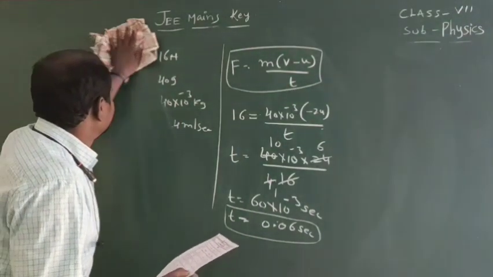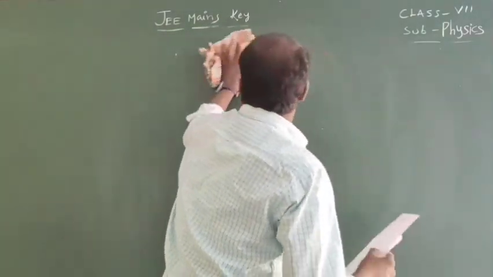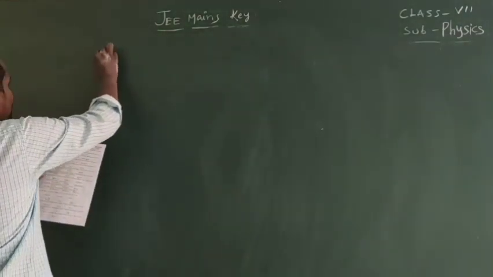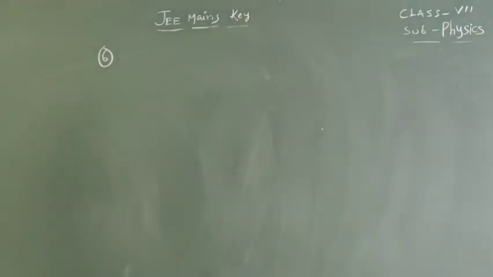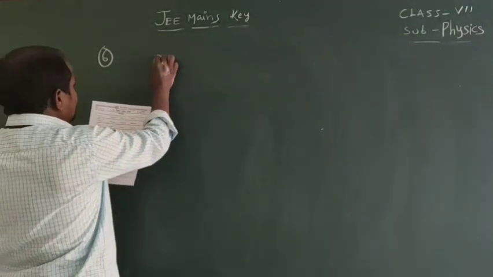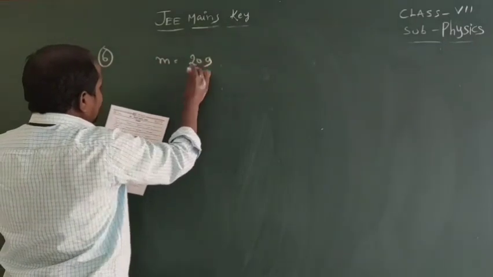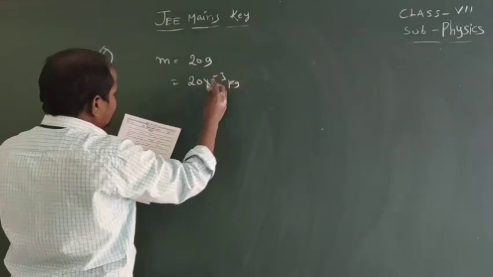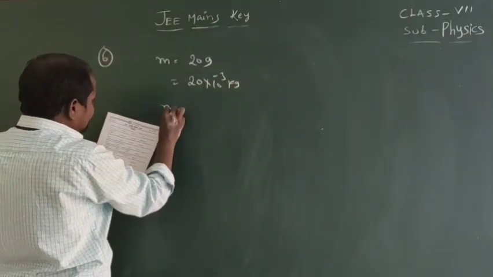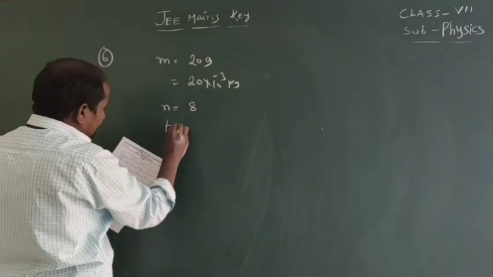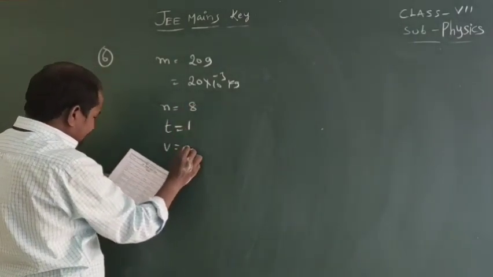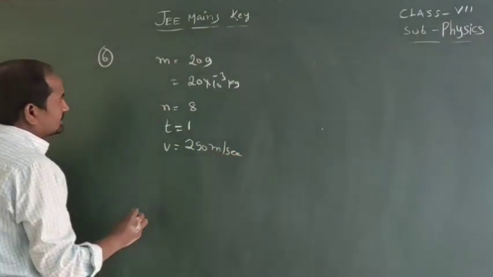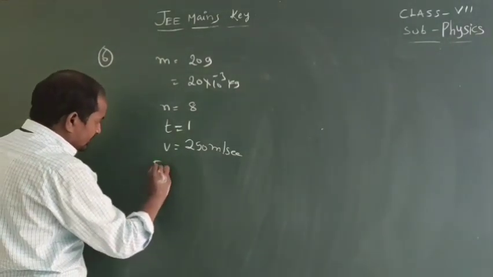Next, question number 6. Find the force required to hold the gun. So here the mass of the bullet equals 20 grams. Convert that into kg: 20 into 10 power minus 3 kg. Next, the number of bullets n is given, that equals 8 for t equals 1 second. Next, the velocity of the bullet is given, that equals 250 meter per second. Then find the force.